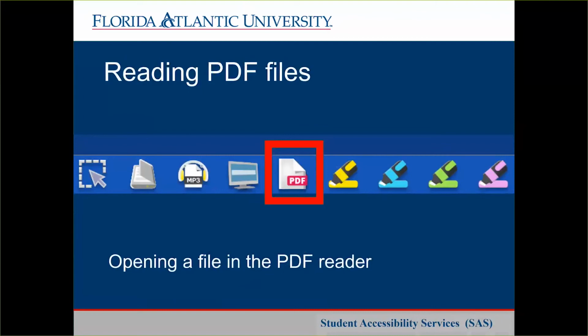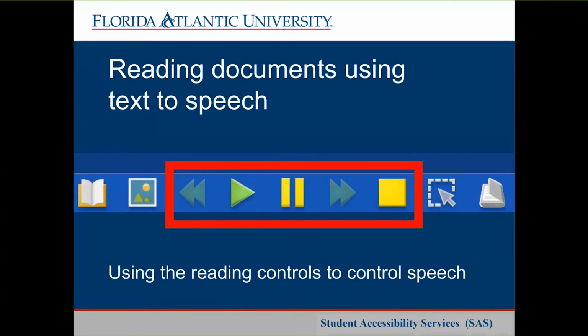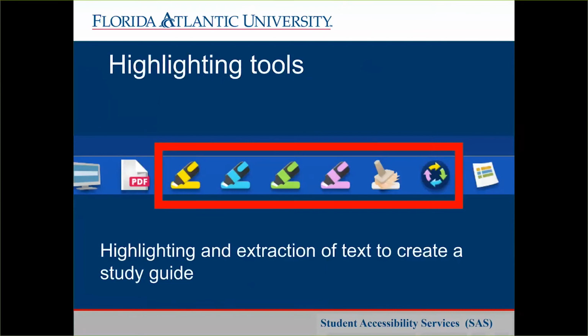We have the ability to use this button to open up a PDF, and it uses a specific PDF browser, and that will allow us to read. We have typical play buttons, stop, pause. Then we have highlighter tools. These you're going to see in a minute are very useful. We can actually highlight areas of text as we're reading it, and we can extract all that text at the end.